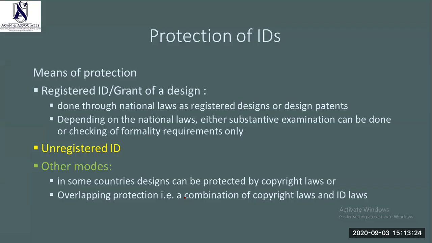Protection of industrial designs. Now, these are, again, in three ways. One, an industrial design can be registered through national laws as a design patent. And this depends on national laws. There are laws that grant registrations, and there are laws that grant this patent. Now, depending on the national laws, an industrial design can either go through substantive examination before the owner can be granted registration of that particular design.